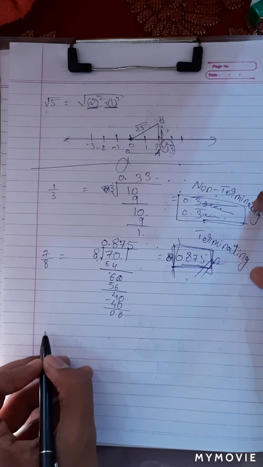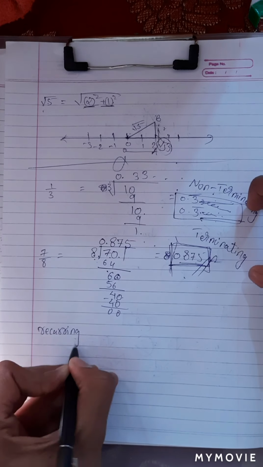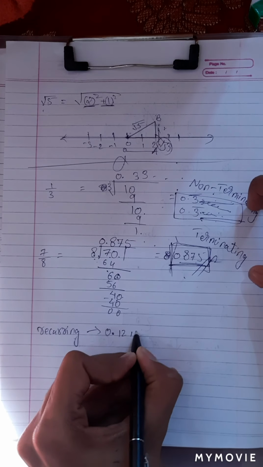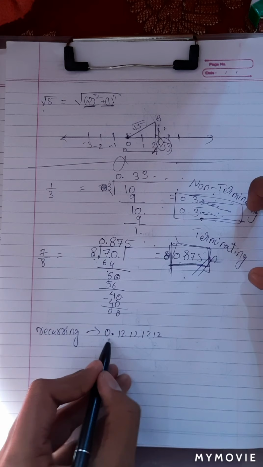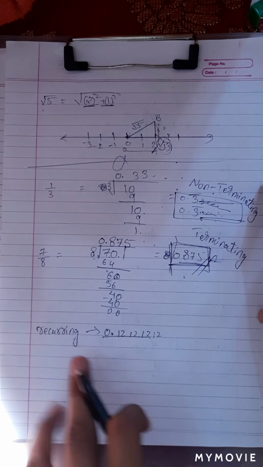Now I will explain another term, which is recurring. It means that the decimal expansion is repeating continuously, like 0.1212121212. This is the type of recurring decimal expansion.